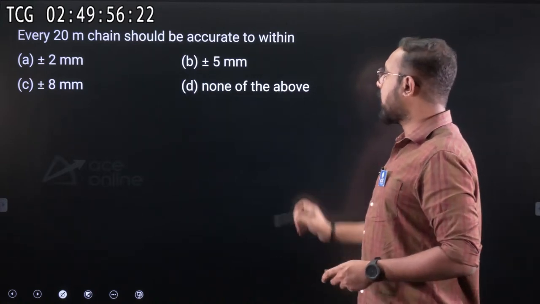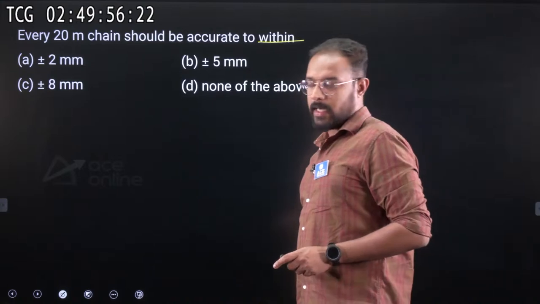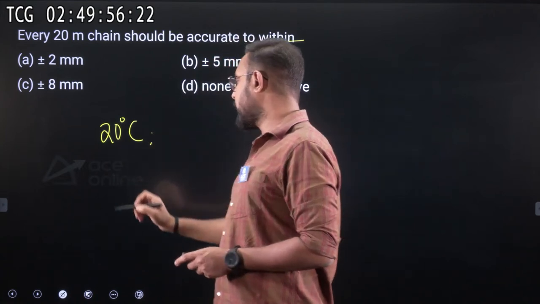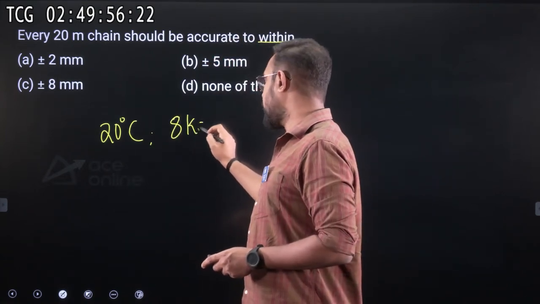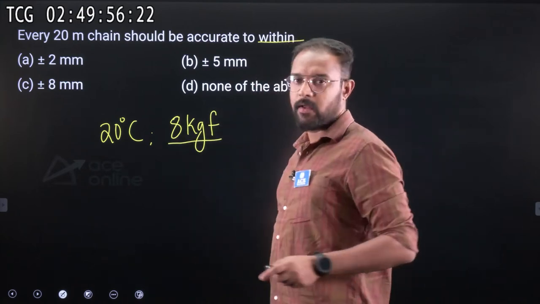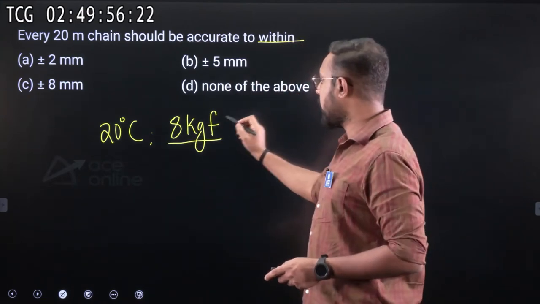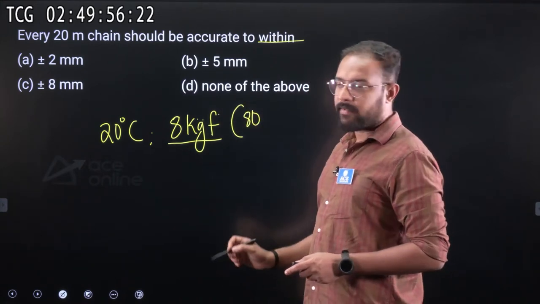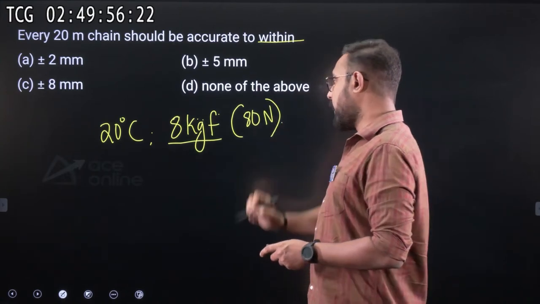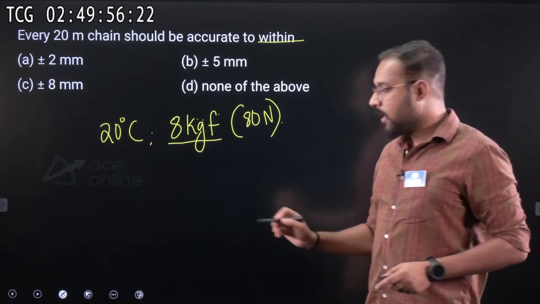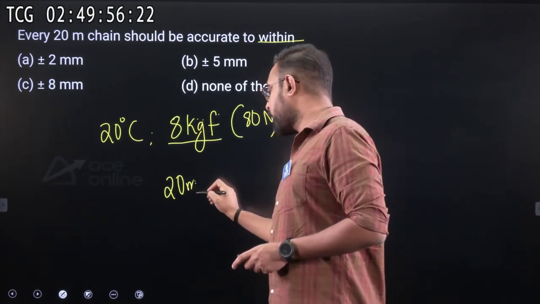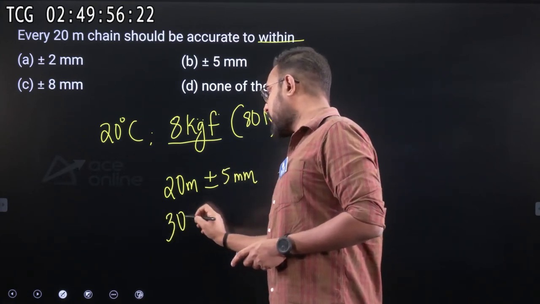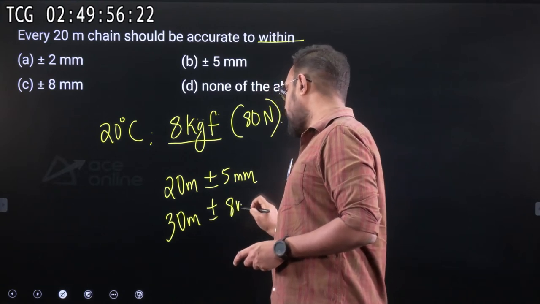Every 20 meter chain should be accurate with it. So they are asking you for the standardization condition. Remember, every chain is standardized under a standardization condition of 20 degree Celsius and a pull of how much? 8 kgf. What do you mean by kgf? It is kilogram force. Kilogram force to newton, what do you do? Multiply that with gravity. Gravity is taken as 10. So it becomes 80 newton. 20 degree Celsius and 80 newton. Then what is the allowable change for my 20 meter? 20 meter should be 20 meter plus or minus 5 mm. And my 30 meter chain should be within 30 plus or minus 8 mm.